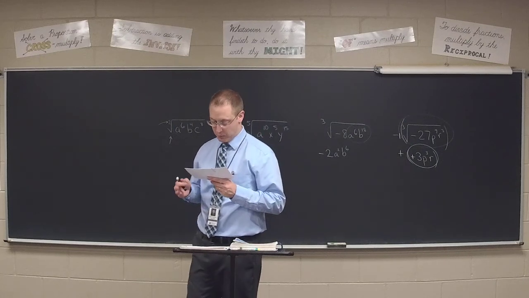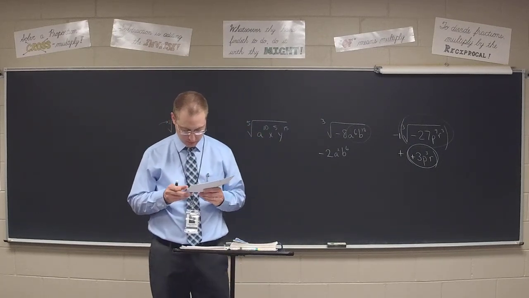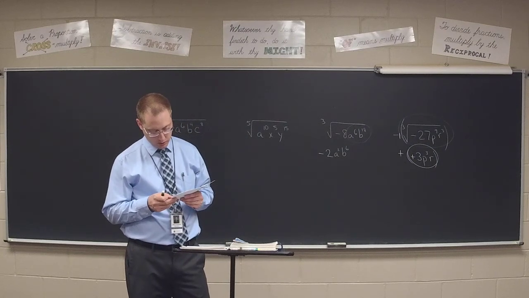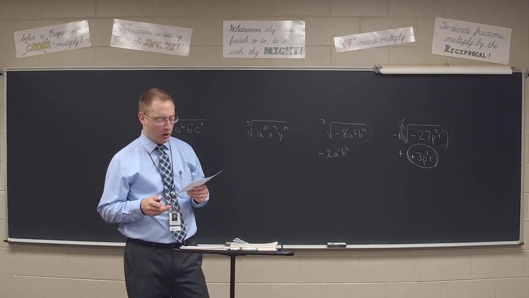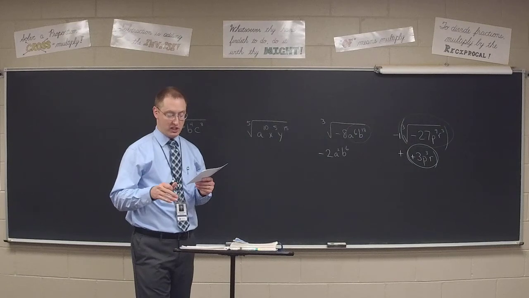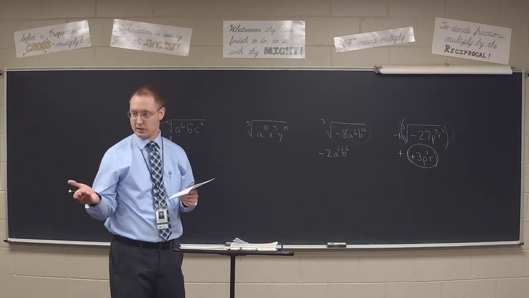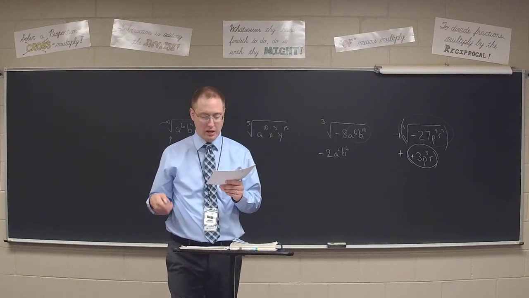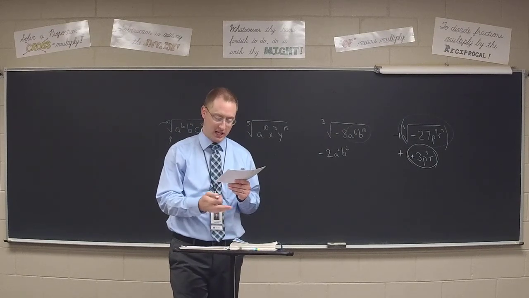Number 12, Brecken, what did you get for your answer? 6a squared b to the cube x. Well, if it's just a 3, we say cubed. If there's anything with the 3, we would just say 3x. So good. 6, because the cube root of 216 is 6. 6 cubed is 216. 6a squared b to the 3x.